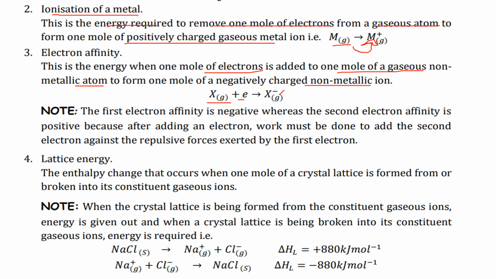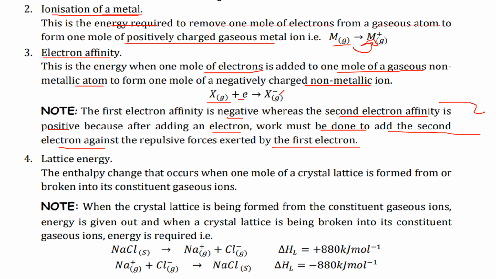We say that electron affinity only applies for non-metals, and ionization energy only applies for metals. Note here that the first electron affinity is going to be negative, but the second electron affinity is always positive. The reason being, after adding an electron, work must be done. And this work requires input of energy, or absorption of energy from the surroundings or the environment, so that we can add the second electron against the repulsive force exerted by the first electron.